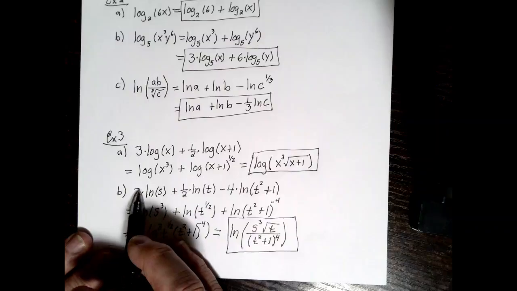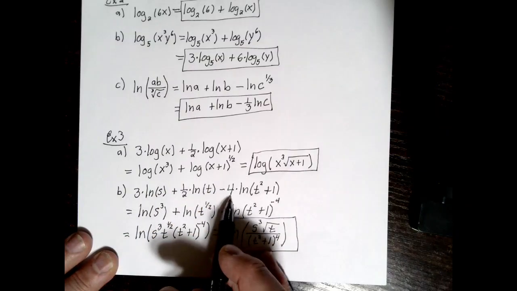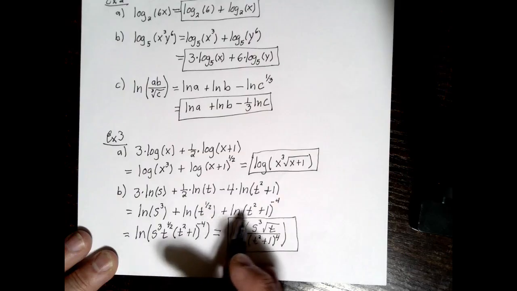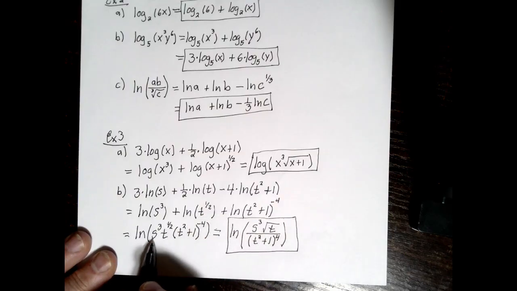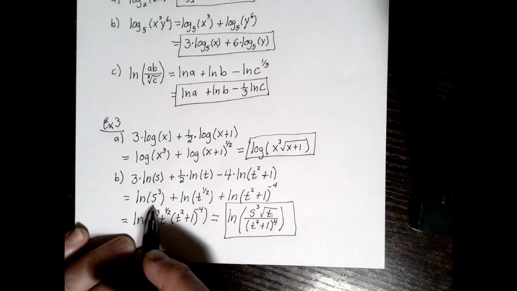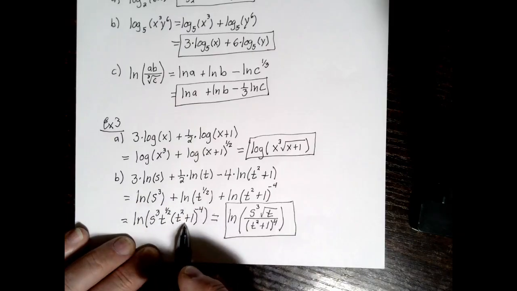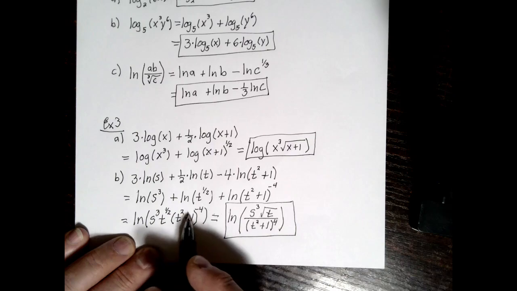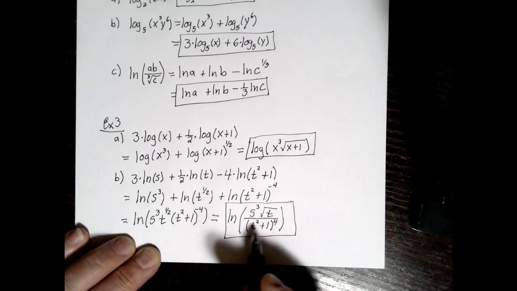Okay, so here you bring the 3 into the exponent, the 1/2 into the exponent, and the minus 4 into the exponent. And so you've got all three of these, and now you can bring them all together with multiplication. Okay, s to the 3rd, t to the 1/2, t squared plus 1 to the negative 4. And now anything that has a negative exponent, you bring it across the fraction bar and write it in the denominator. And there's your answer.